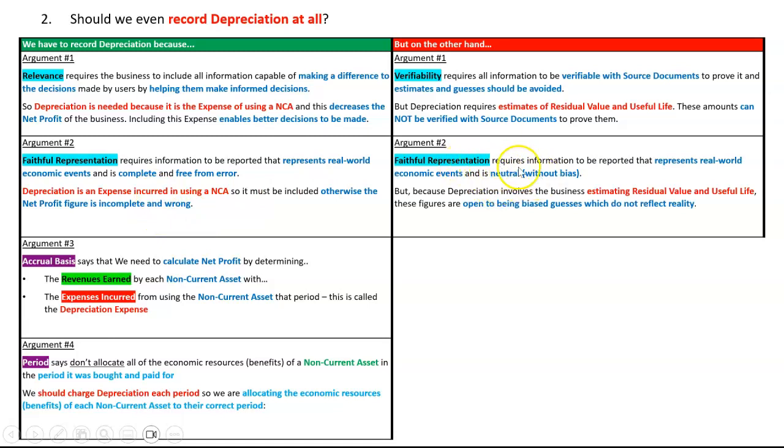So faithful representation says your information's got to be neutral without bias. So who's coming up with these estimates? Depreciation involves estimates of residual value and useful life, and these figures are open to being biased guesses which don't reflect reality. So that's probably the worst case question we could get, having to discuss whether we should or shouldn't record depreciation. So here are all our arguments on one page. We want to get that down in a table in our notes, and then whenever we get our question, we want to refer to it. We just need to note, does the question say we have to use qualitative characteristics in blue here, or do we need to use our accounting assumptions there in purple?